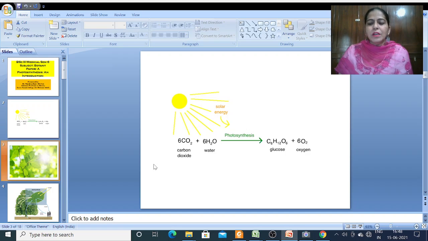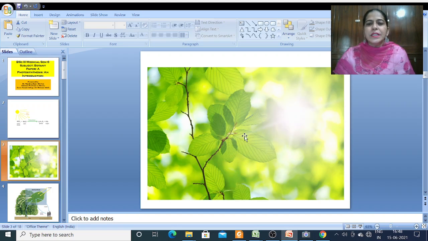Now you must all be intrigued by how these simple looking leaves, which are green in color, in the presence of sunlight, make food on which all organisms, plants as well as animals, are dependent. Even some fungi are dependent on them. So how does it occur?